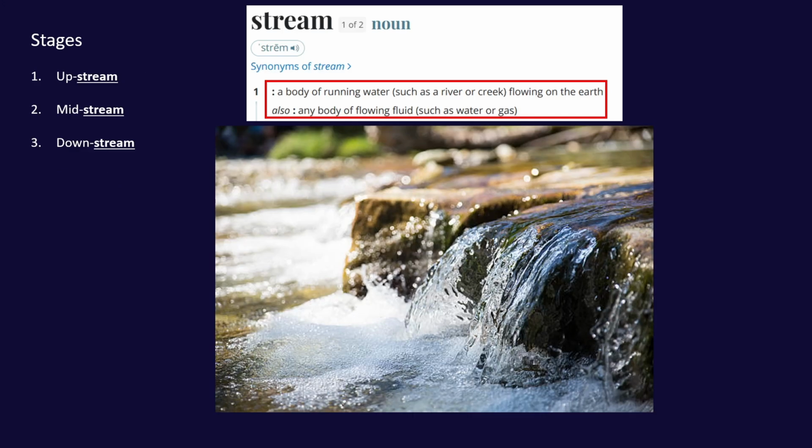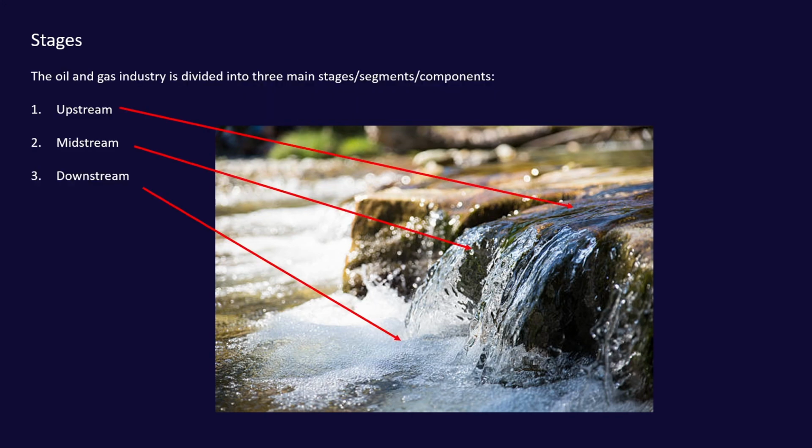And let's just figure out what stream typically means. The dictionary says that a stream is a body of running water, such as a river or creek flowing on the earth, and also any body of flowing fluid, such as water or gas. So when it comes to the oil and gas industry, the stream part of up, mid, and down is referring to the flow of oil and gas.